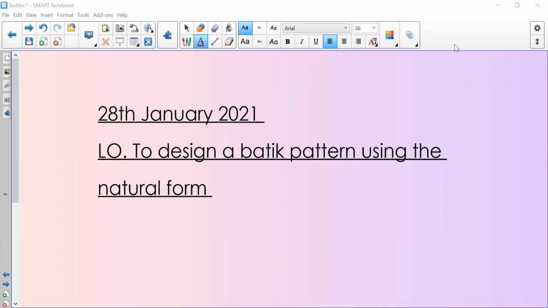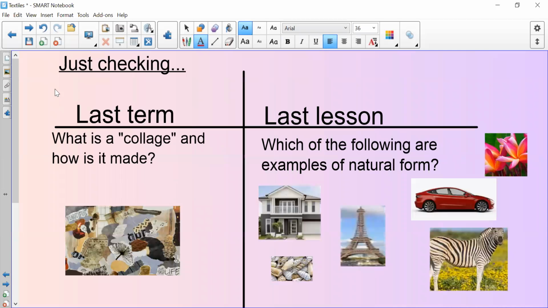So the date is the 28th of January 2021, and your learning objective today is to design a batik pattern using the natural form. But we'll be going into more detail about that in a moment. First of all, let's do our just checking.